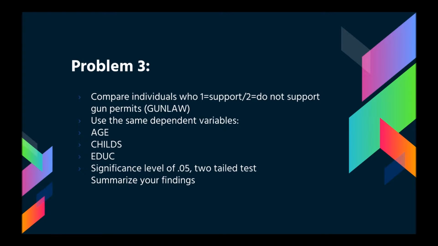Problem 3 wants us to work on the same kind of analysis we did in exercise 2, but this time we're going to compare individuals who support or do not support gun permits, and that variable is gun law. So we're going to use the same 3 dependent variables, age, child's, and education, to estimate the t-test. We're going to assume that our significance level is 0.05 and we're doing a two-tailed test, and we need to provide a summary for each one of these dependent variables.